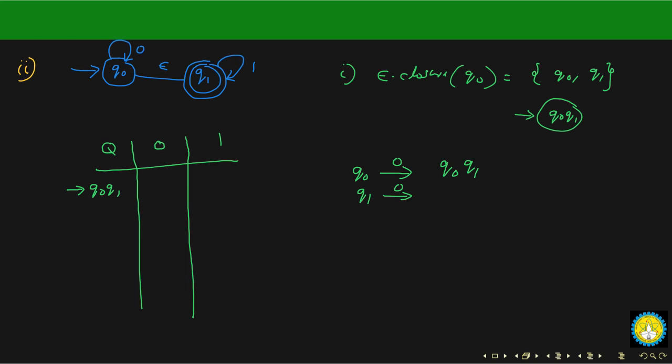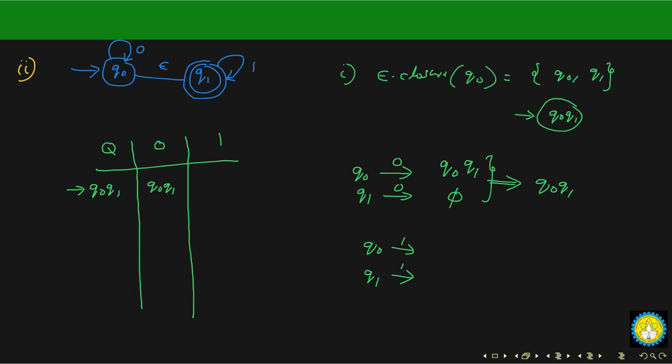What about Q1 on 0? Q1 on 0 is not defined. So all of this combined together will give you Q0 Q1 itself. So Q0 Q1 on 0 goes to Q0 Q1. What about Q0 Q1 on 1? That will be Q0 on 1 combined with Q1 on 1.